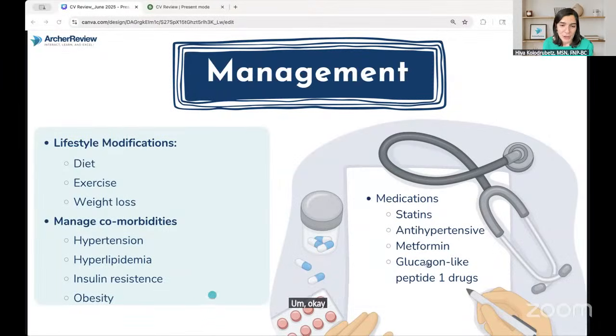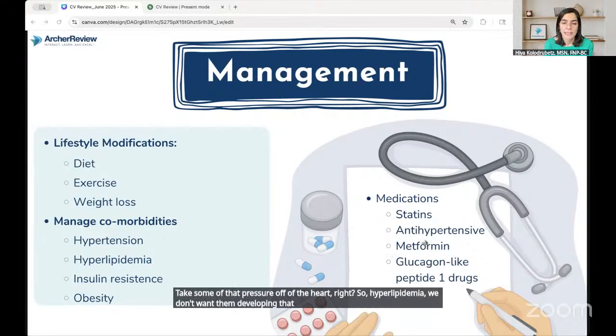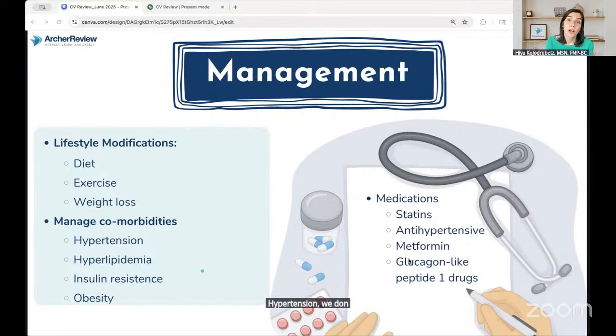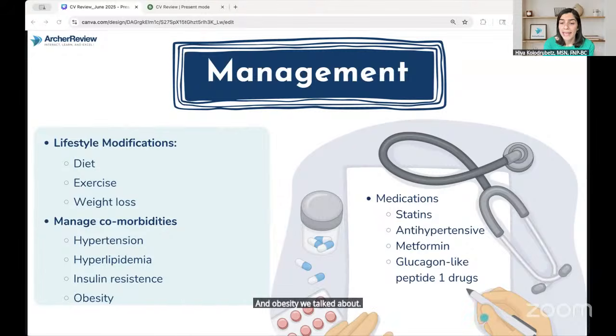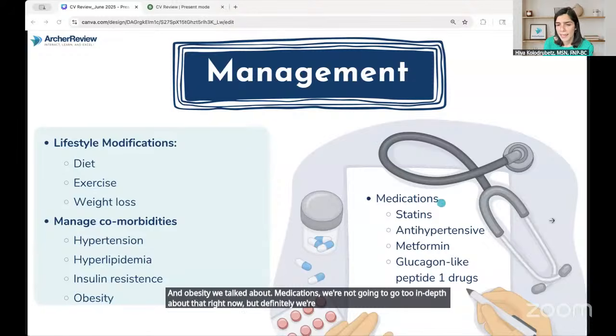Okay, so we definitely want to manage those comorbidities to help take some of that pressure off of the heart, right? So hyperlipidemia, we don't want them developing that plaque in the arteries. Hypertension, we don't want that pressure on the arterial walls. Insulin resistance on a cellular level also puts a lot of pressure on the pancreas. And obesity, we talked about. Medications, we're not going to go too in depth about that right now, but definitely we're going to hit statins, antihypertensives in this lecture, metformin, GLP-1s we talked about in our diabetes lecture earlier in the month.